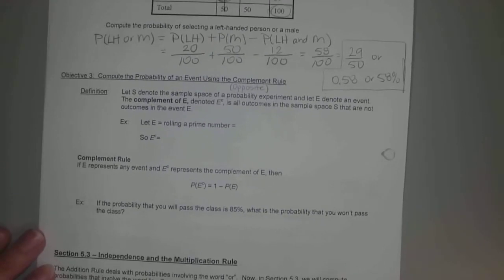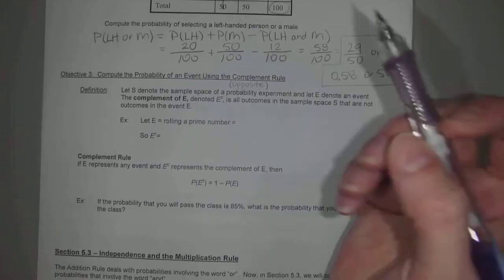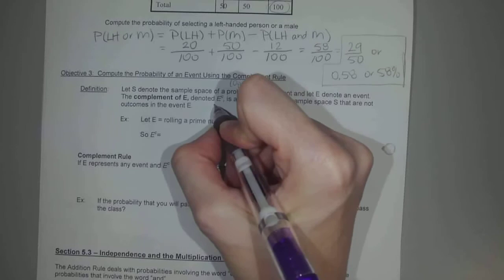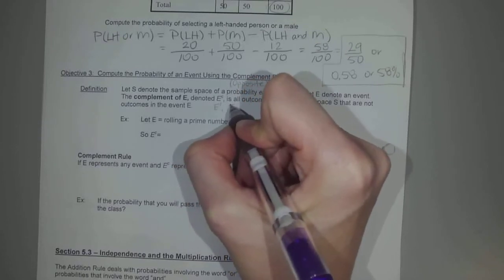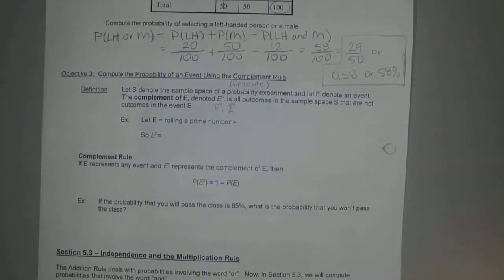So it says, let S denote the sample space of a probability experiment, and let E denote an event. The complement of event E, first of all, it's denoted with an E and a little c, is all the outcomes that are in your sample space, but that are not in E. So basically, the opposite of E. Depending on your book, this will change. Like some books use E prime, some books use E bar. These are all just different symbols of complements, all right? This specific author uses a little c, okay?